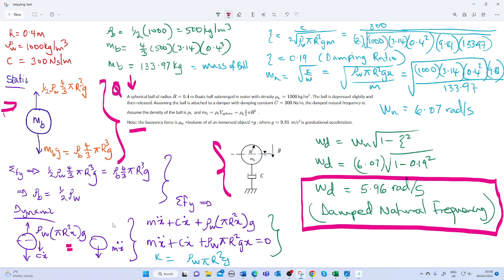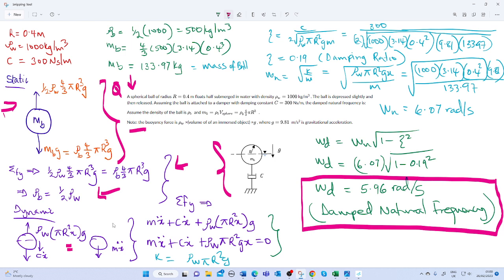Now, by equating both equations, that is the downward and the upward, we have half rho w 4 over 3 pi r cubed g equals rho b 4 over 3 pi r cubed g. That gives us rho b equals half of rho w. So therefore, we can deduce that the density of the ball is half that of water.